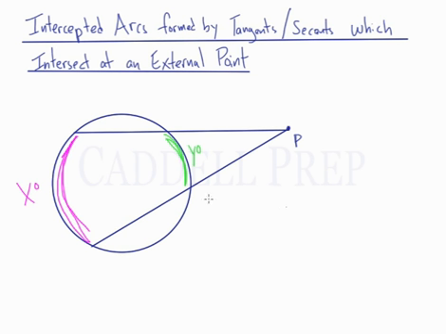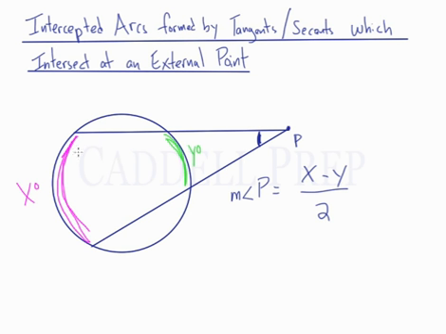Well, the measure of angle P is just going to be this large arc minus the small arc divided by 2. So large arc minus small arc divided by 2 will give us this measurement here.